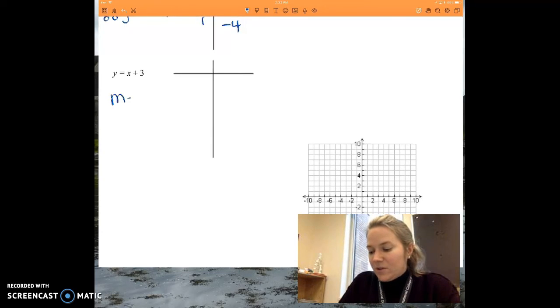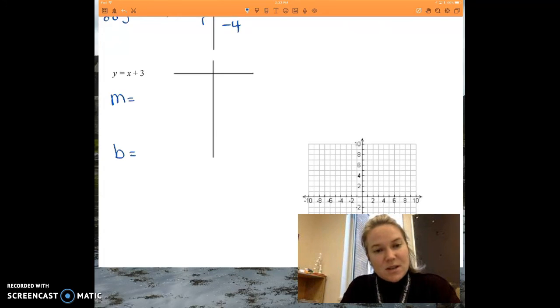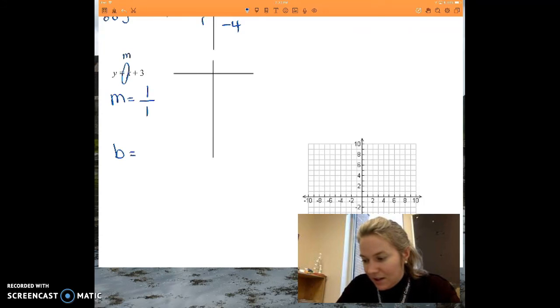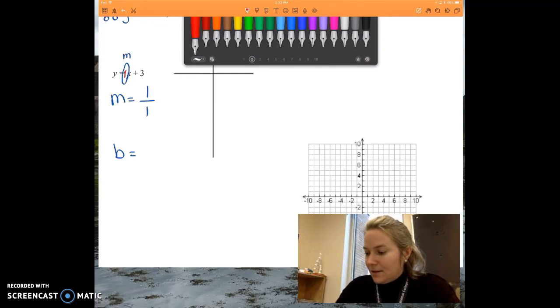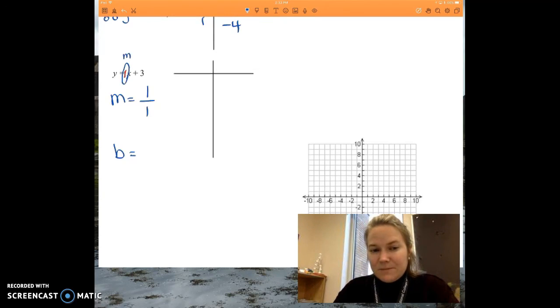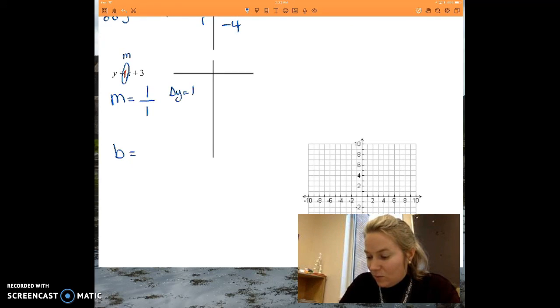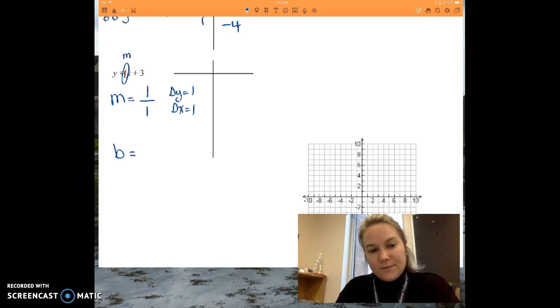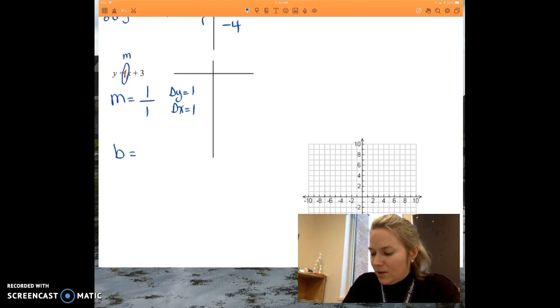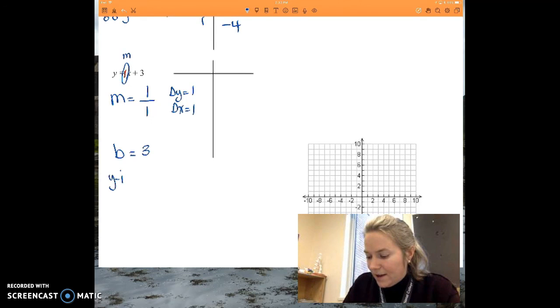So let's figure out, first we're going to say, what is m? What is b? Here's an interesting one. M in this case is 1 over 1. Okay? This is m, and it's one of those ones that we're too lazy to write because we don't really need it. So it's 1 over 1. That means the change in y is 1, and the change in x is 1. What's b? The b value is positive 3. So that means the y-intercept is 0, positive 3.